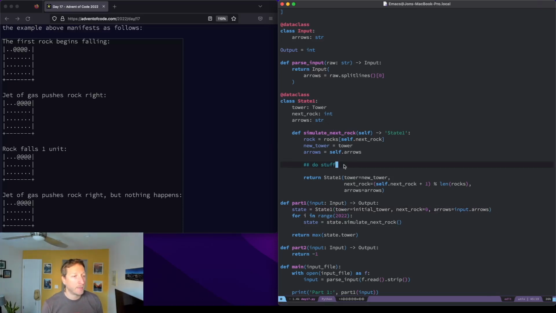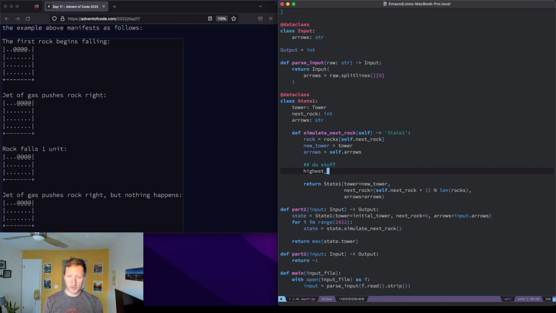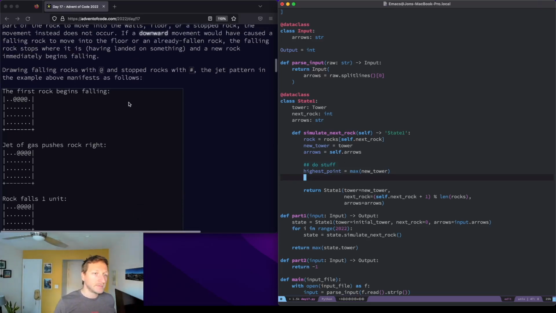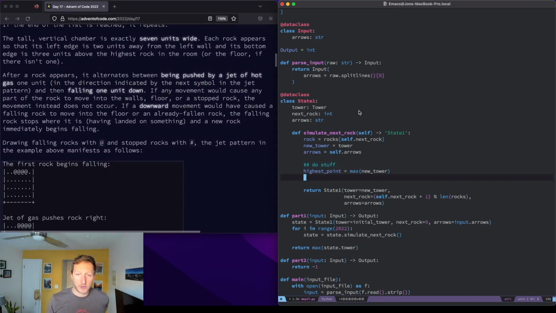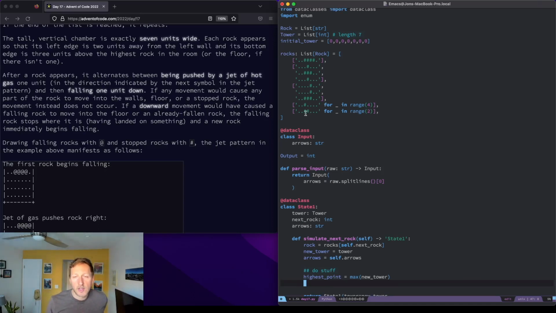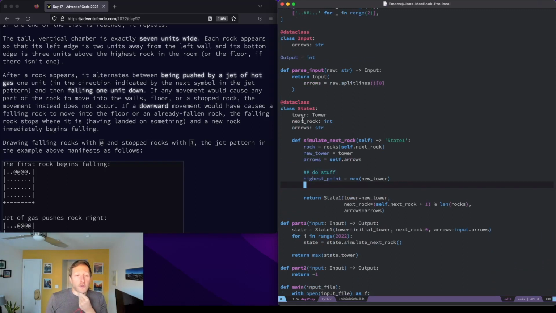Okay, so we start with the rock being 3 units above the highest tower. So highest point equals max new tower. So the rock shape falls 3 units before hitting the highest point. So we basically have to think about how the rocks will move. So for 3 iterations, we're just going to move it right and left and not test down below.